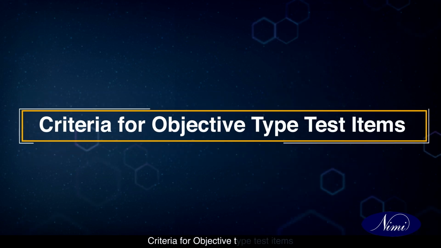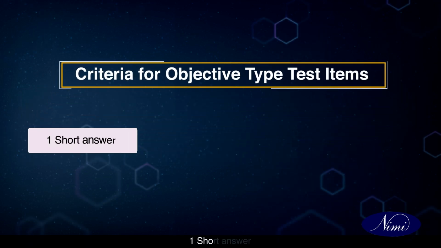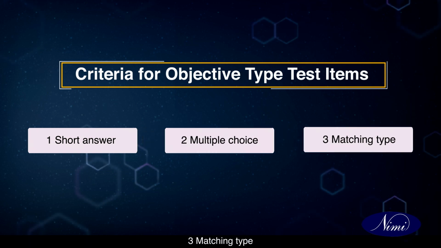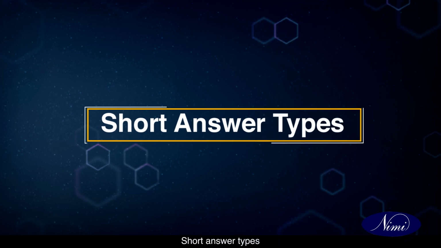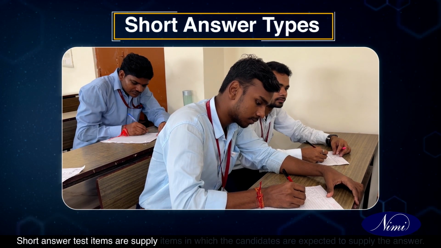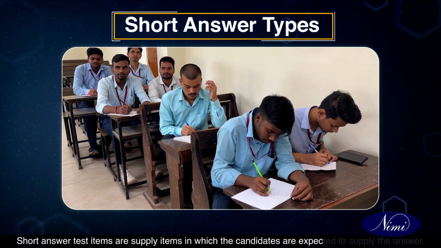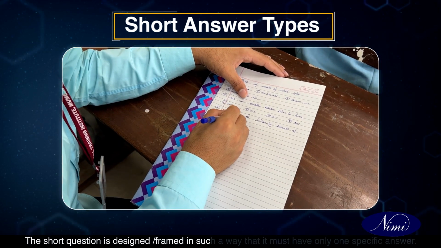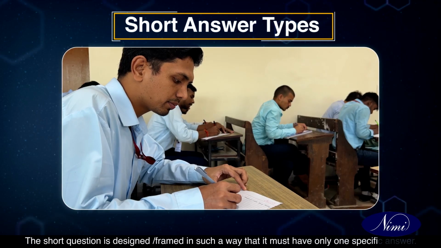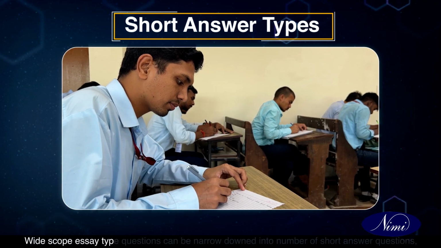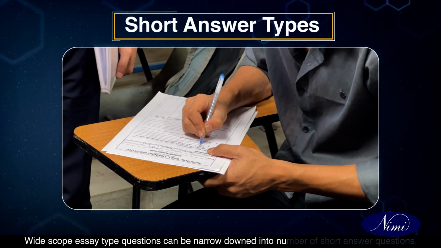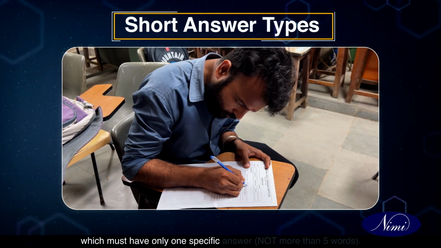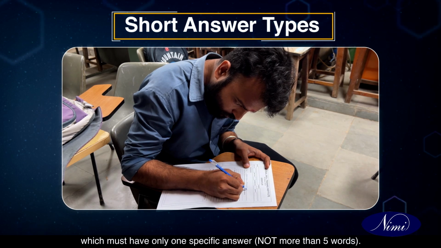Criteria for objective type test items. 1. Short answer. 2. Multiple choice. 3. Matching type. Short answer types. Short answer test items are supply items in which the candidates are expected to supply the answer. The short question is framed in such a way that it must have only one specific answer. Wide scope essay type questions can be narrowed down into a number of short answer questions, which must have only one specific answer, not more than 5 words.